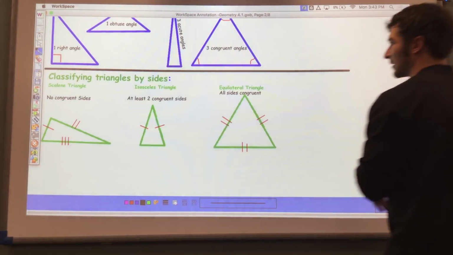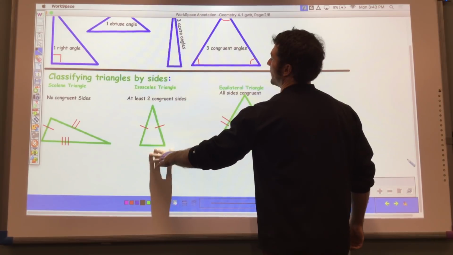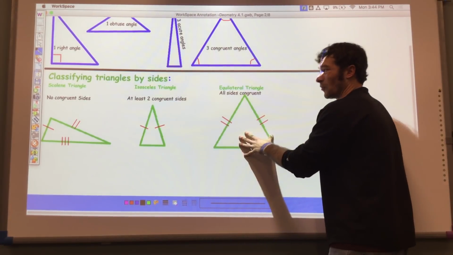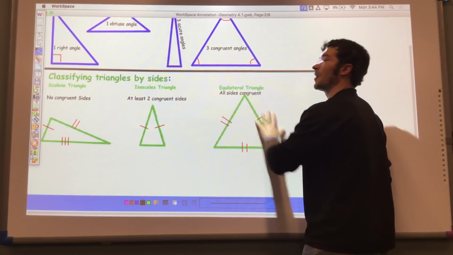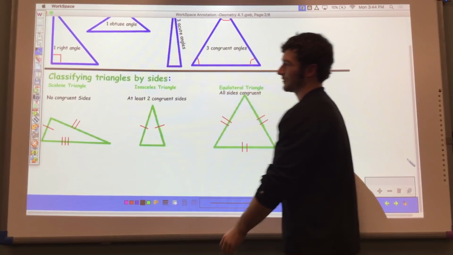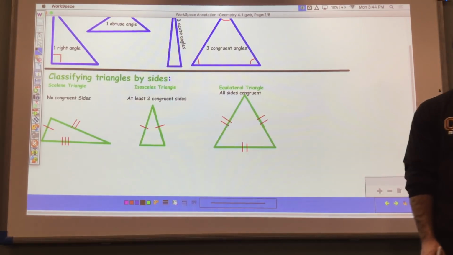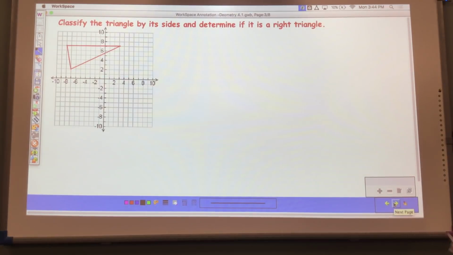So, an isosceles triangle is not necessarily going to be equilateral, but an equilateral triangle is isosceles, because an equilateral triangle has all 3 sides congruent, which would also make it isosceles, so you only need at least 2. So those are your different types of triangles.